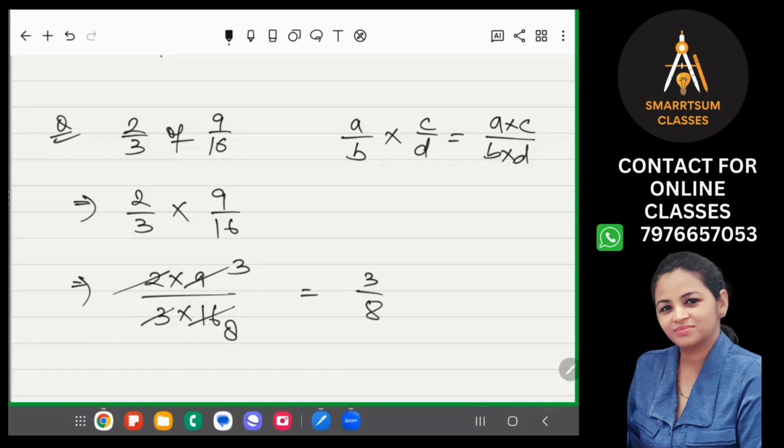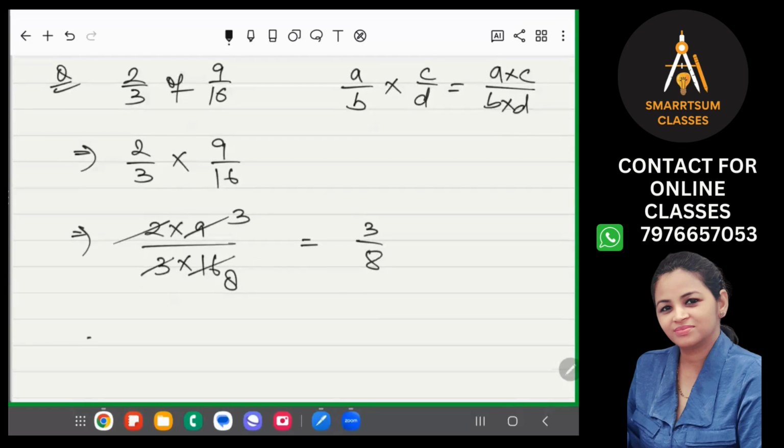Is that clear? So do not do it the way where you multiply 9 into 2, that is 18, and 16 into 3, that is 48, and then divide 18 by 48. Don't do that, or find the number which will divide both of them.